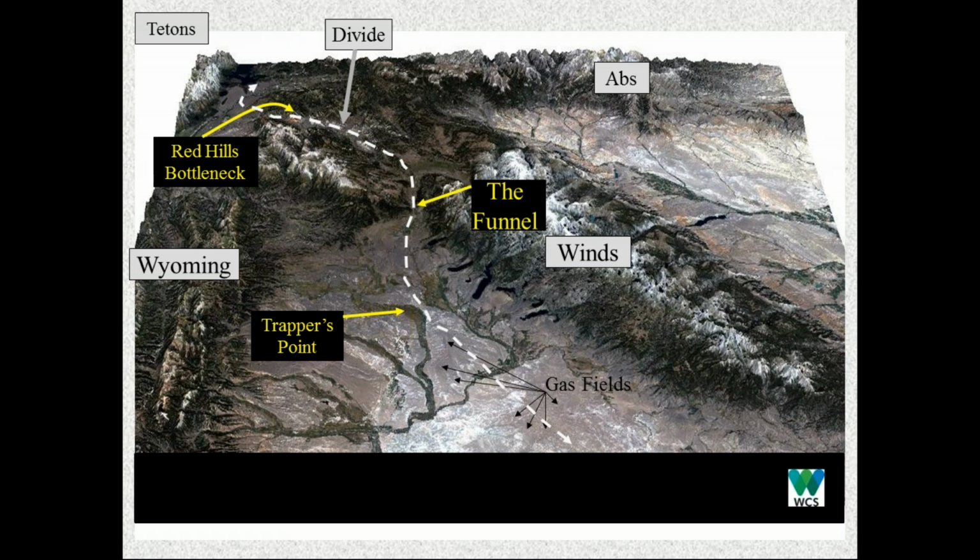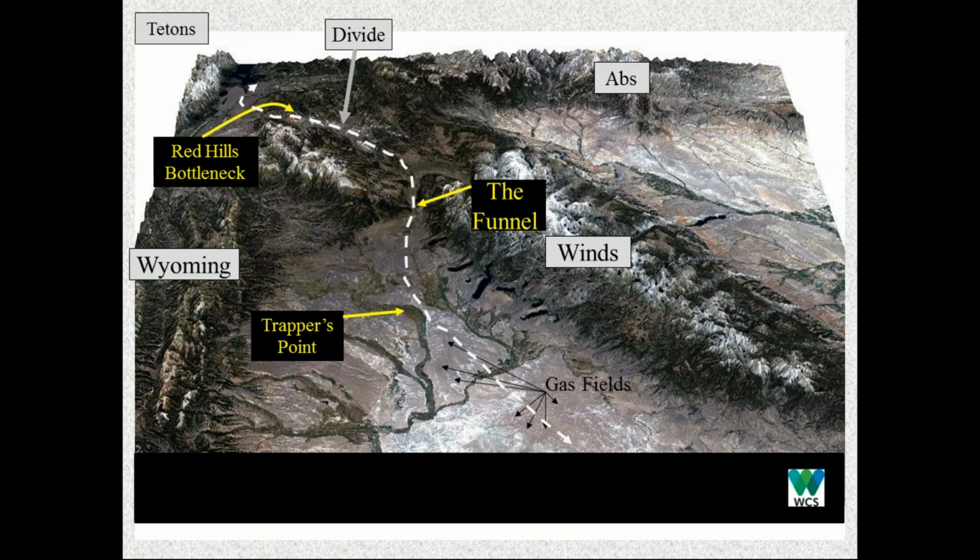And then the most concerning bottleneck is the Trappers Point one in the south, and it's the most famous one. And the point is that if we sever this migration corridor, any one of these bottlenecks, then we lose pronghorn as a species from Grand Teton National Park. And so that's obviously not the mandate of the National Park Service, and that is a concern.